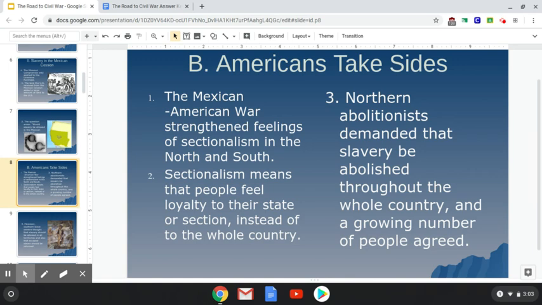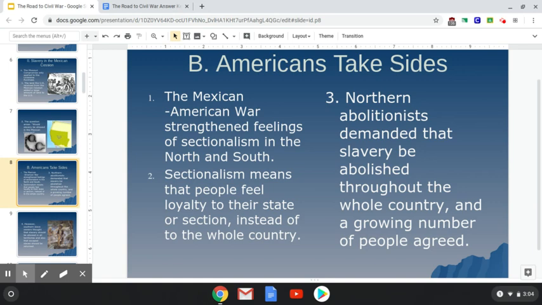The Mexican American War strengthened feelings of sectionalism in the North and South. So remember that sectionalism is like loyalty and patriotism towards your individual state versus the United States of America as a whole. So when I say that, I say that I'm more passionate about being from Ohio versus passionate about being an American. So being loyal to your state specifically. Sectionalism also means that people feel loyalty to their state or section instead of the whole country.